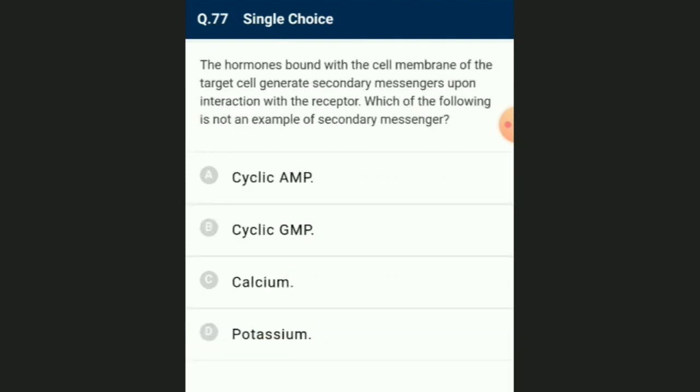Question number 77. The hormones bound to the cell membrane of the target cell generate secondary messengers upon interaction with the receptor. Which of the following is not an example of a secondary messenger? Hormones which do not enter the target cell generally bind to the membrane bound receptor and generate secondary messengers inside the cell. After the formation of the hormone receptor complex, the cytosolic part of the receptor produces secondary messengers like cAMP, cGMP, calcium, inositol triphosphate, DAG, etc. So the answer for this question is option D, potassium.